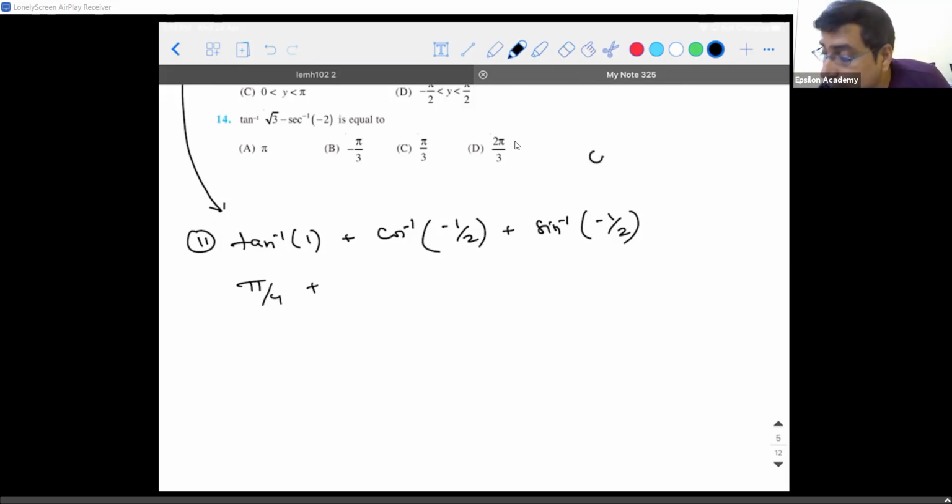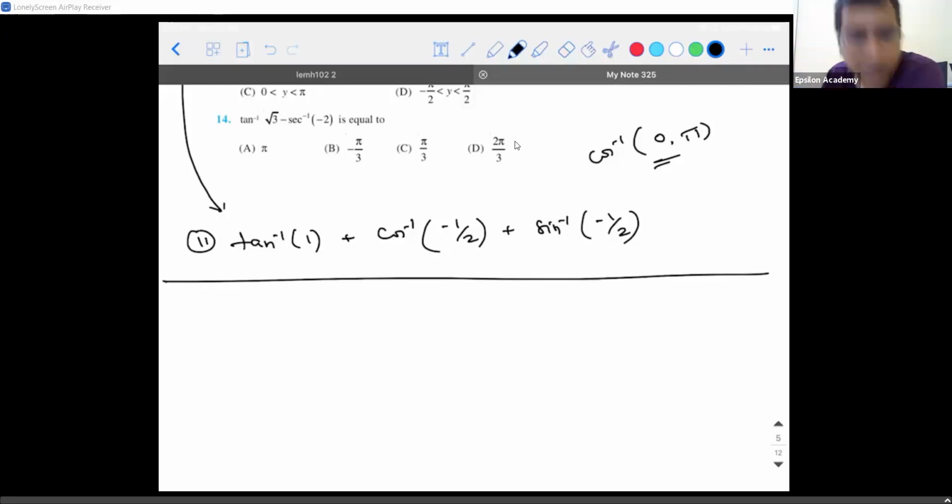Minus pi by 3? Cos inverse will lie between 0 to pi. The output range of cos inverse is between 0 to pi. So where is the minus sign? Are you confident with this? Okay, then you haven't understood.